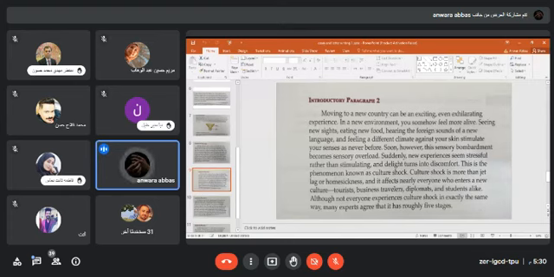This is the phenomenon known as cultural shock. Cultural shock is more than jet lag or homesickness, and it affects nearly everyone who enters a new culture: tourists, business travelers, diplomats, and students alike. Although not everyone experiences cultural shock in exactly the same way, many experts agree that it has roughly five stages. Now, can you give it a try and read it yourself?